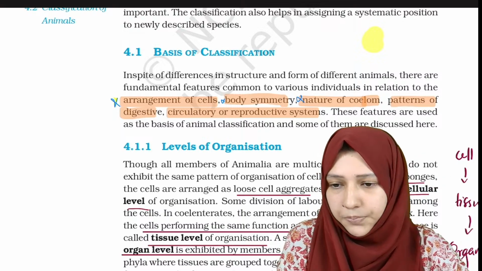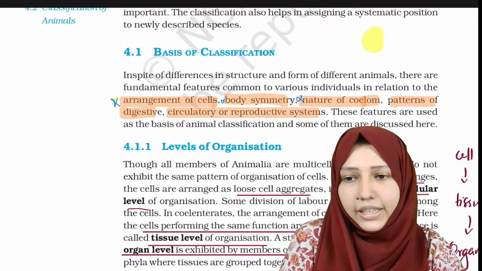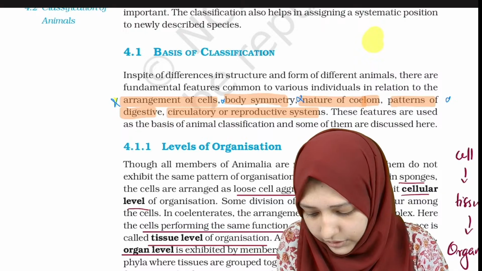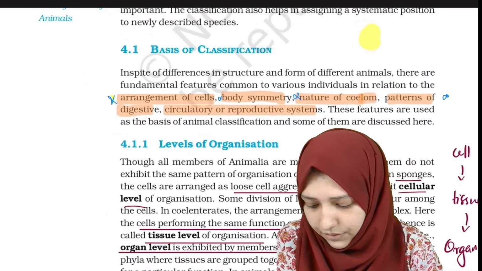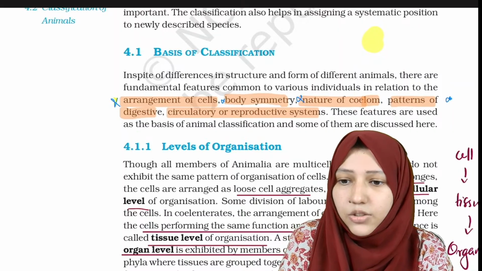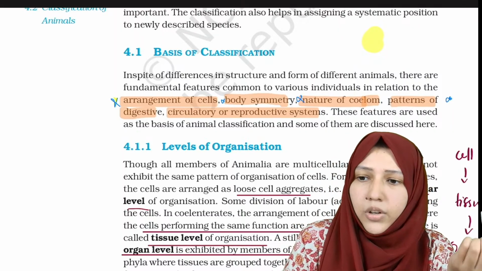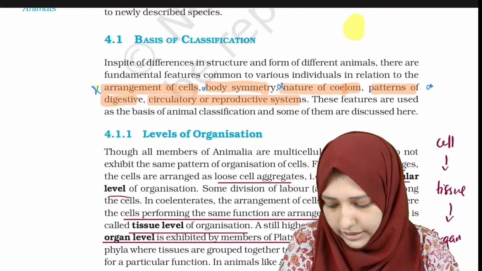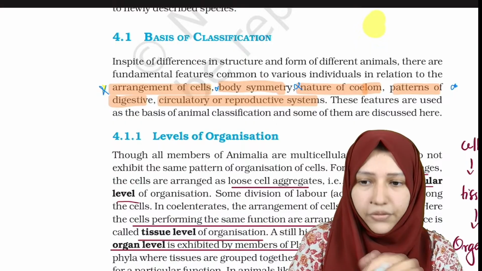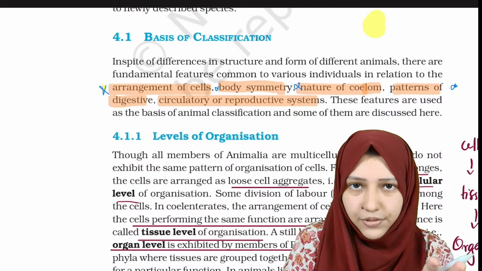Coelom means the cavity between the body wall and gut wall. Then patterns of digestive, circulatory and reproductive systems. These are the basis of classification: arrangement of cells, body symmetry, nature of coelom, patterns of digestive, circulatory and reproductive systems. Okay, clear. Now let's go into detail of each of these characters. The first one is arrangement of cells, right?